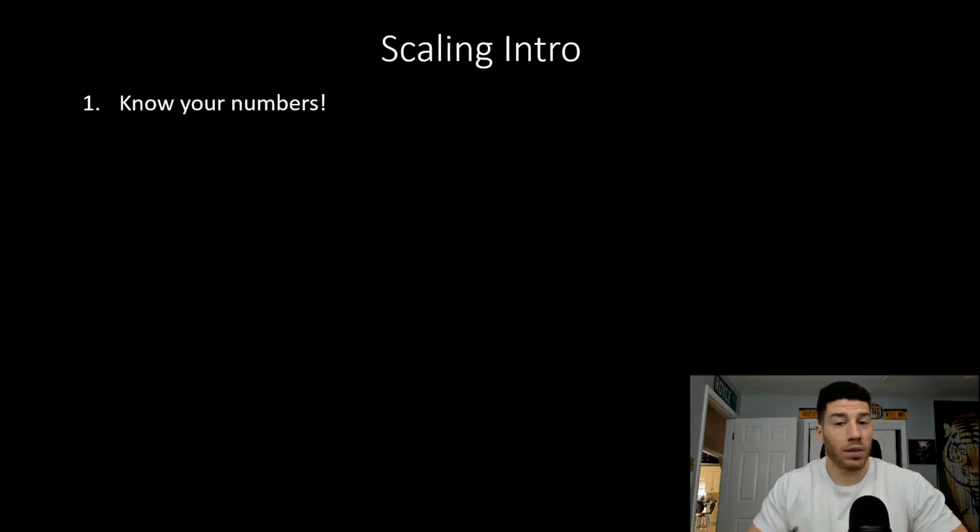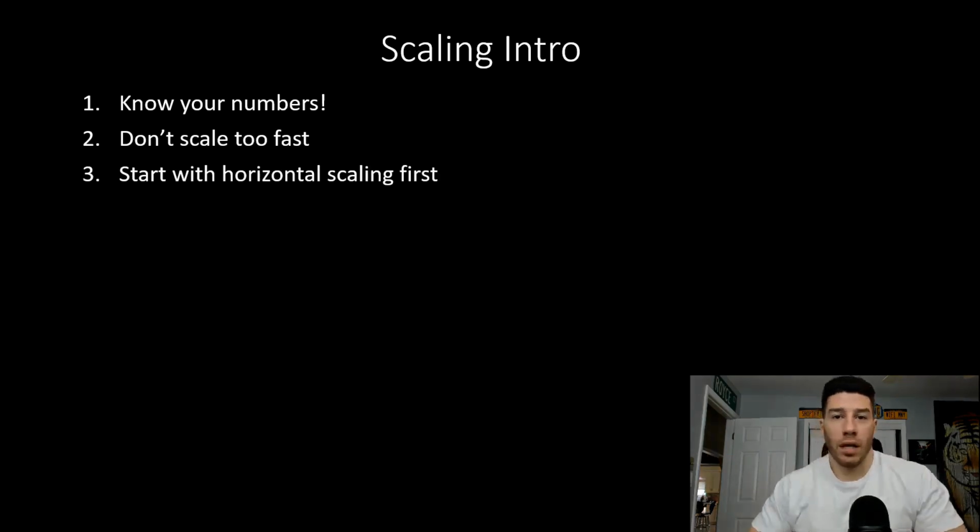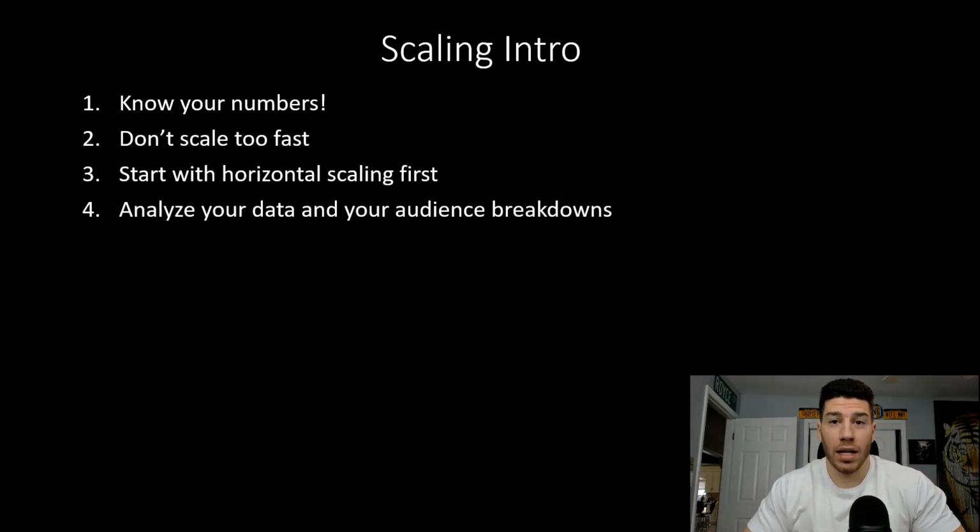The second thing is don't scale too fast. You don't want to mess up the optimization and ruin what you have going. I show you down below exactly how to scale and the right number of ad groups to add at a time so you don't mess up your optimization. You're going to start with horizontal scaling first, and that's the most important thing. I'm going to show you exactly what that means in the videos below. You always want to analyze your data and your audience breakdowns to see where you can improve and how you can change up your ads a little bit to get the most for your money.